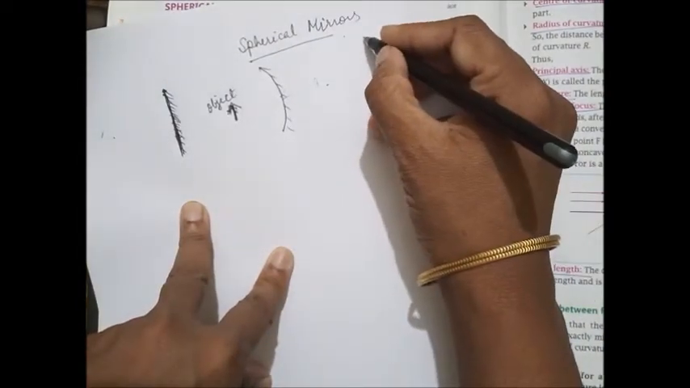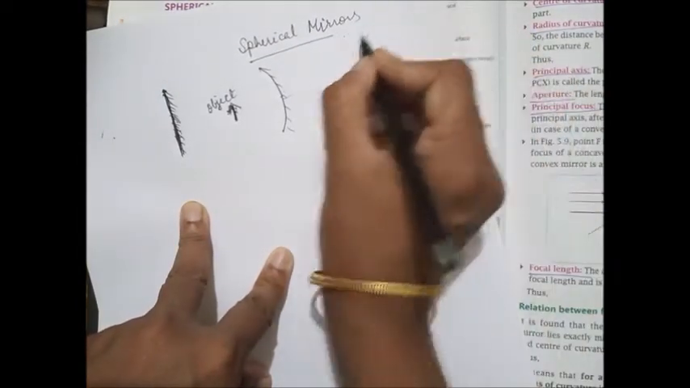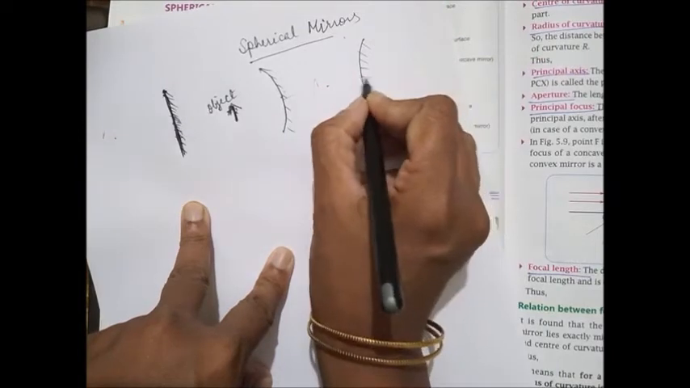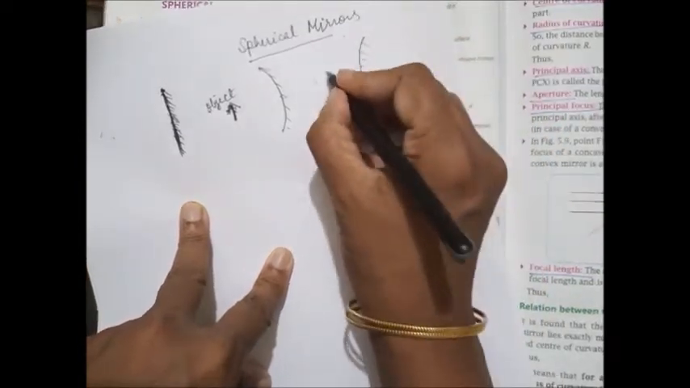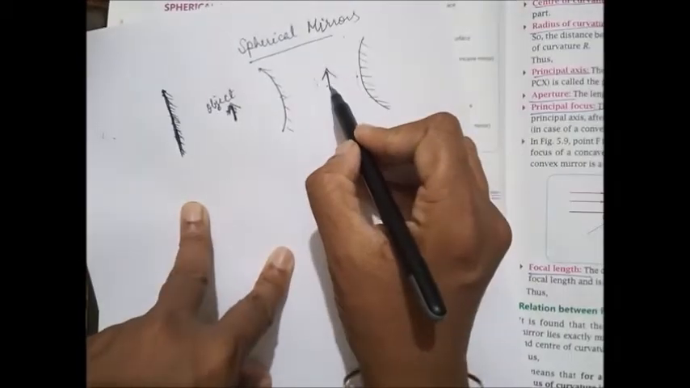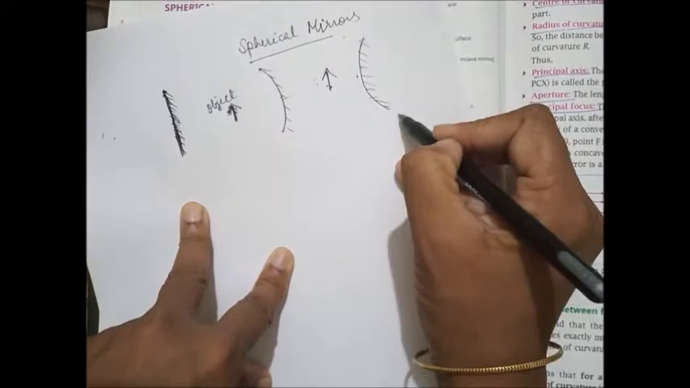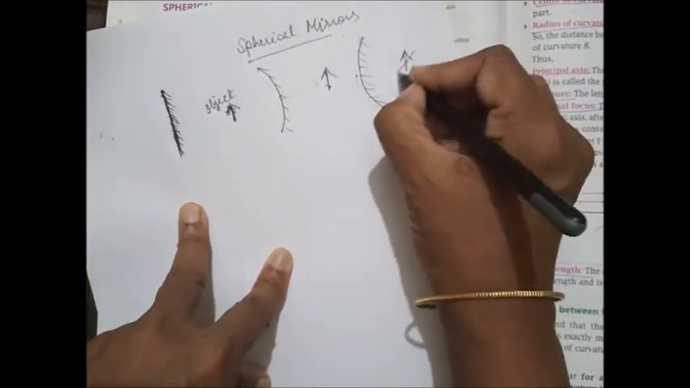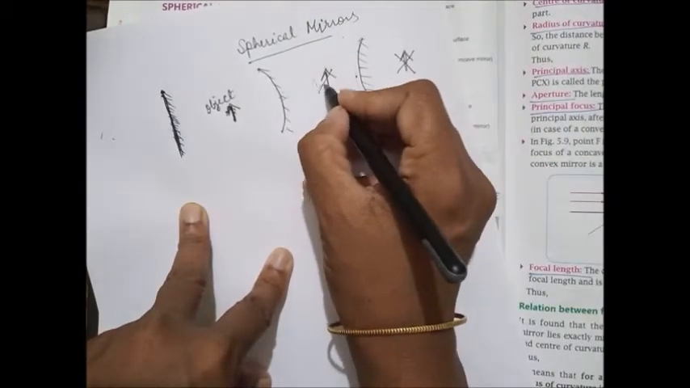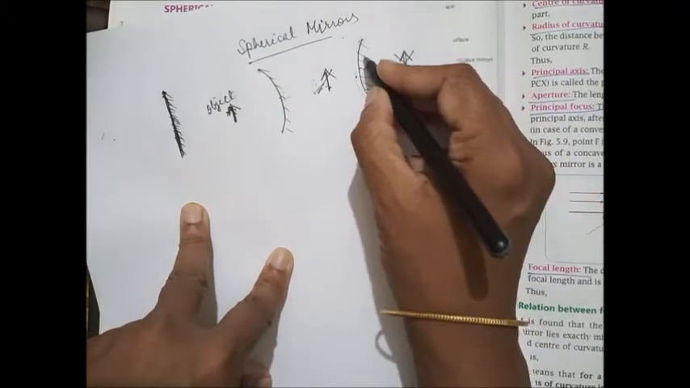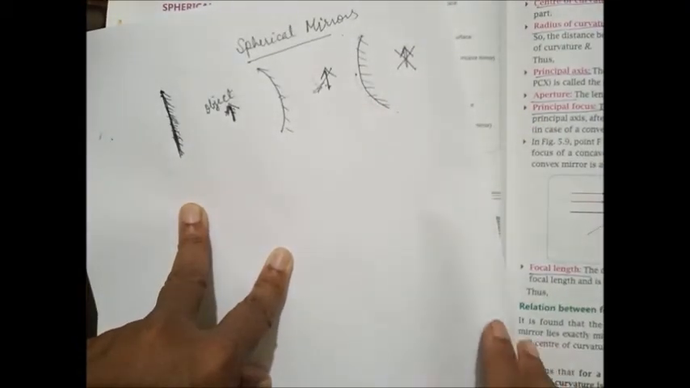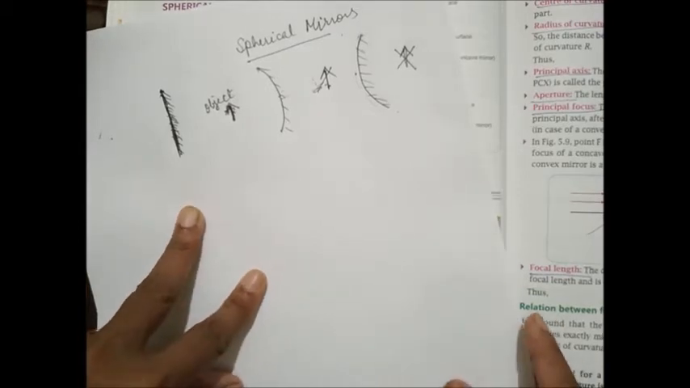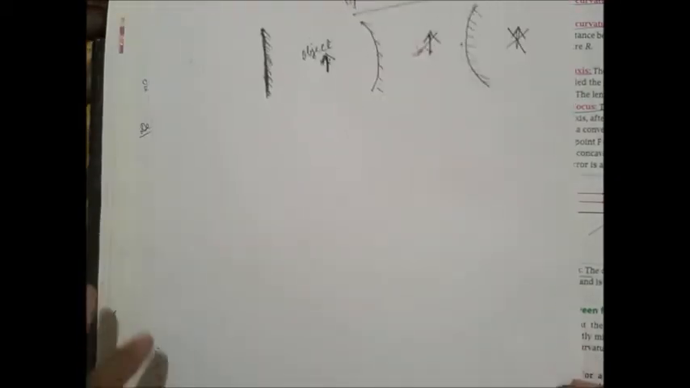In case of a convex mirror, because this side is polished and only this side is going to reflect, the object should be kept here. The object should always be kept in front of the reflecting surface. If you keep an object here, it is not going to produce an image of it because this side is not the reflecting surface. It will not be able to reflect the light. Hope you're clear with this, children.